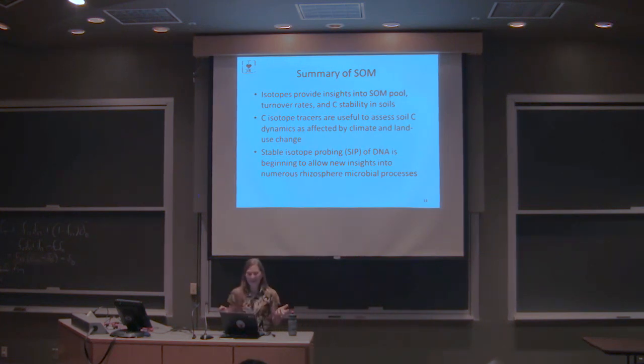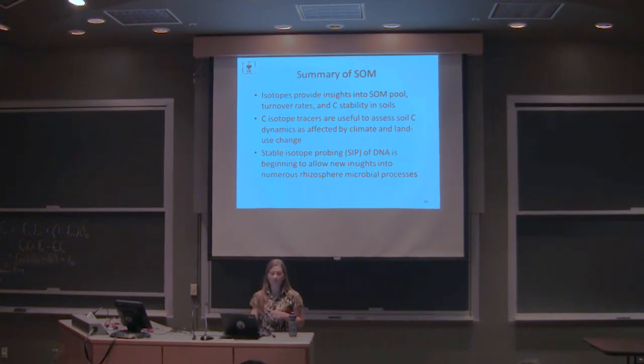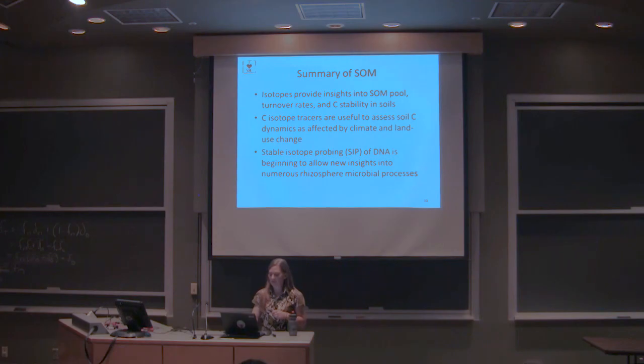Okay, so isotopes provide insights into soil organic matter pools, turnover rates, and carbon stability in soils. Isotope tracers can be useful to assess carbon dynamics, so the process rates. And also we're starting to look into this new era of stable isotope probing of DNA to really understand a lot more of what's going on in rhizosphere processes. Of course, this could be applied to other ecosystems, estuaries, other biogeochemical hotspots where we can learn a lot about how carbon is being cycled through ecosystems in response to climate change.